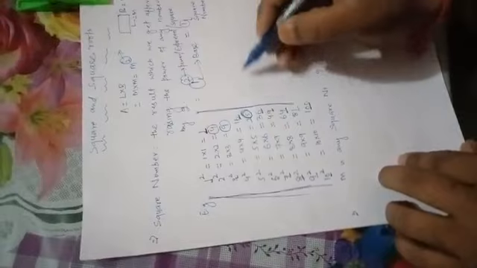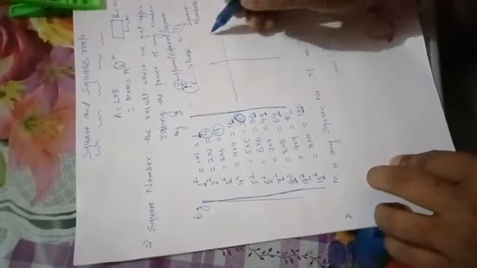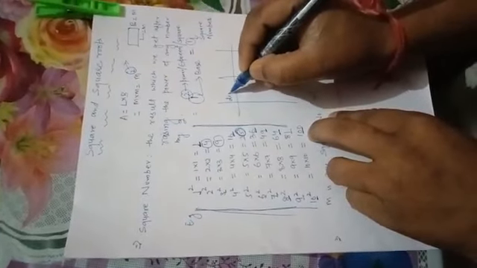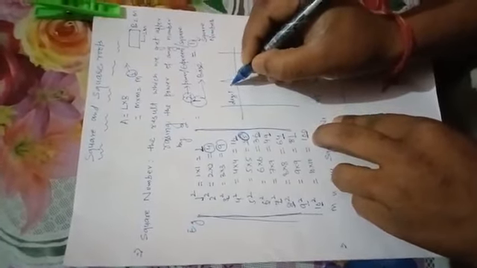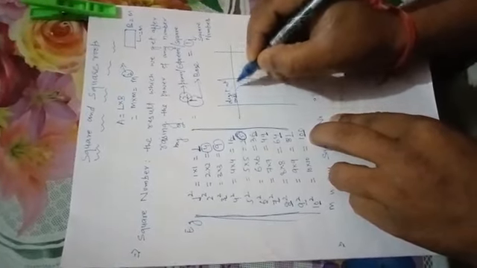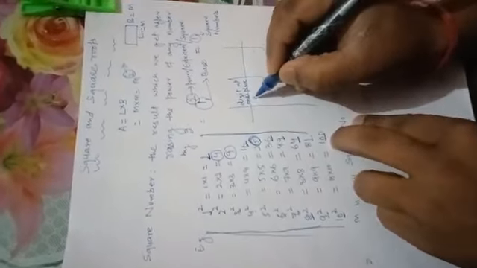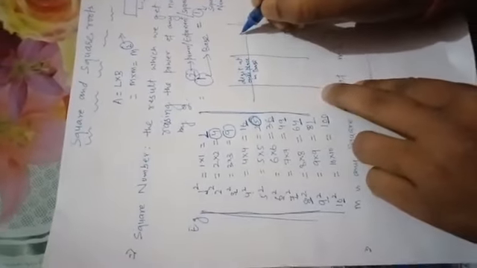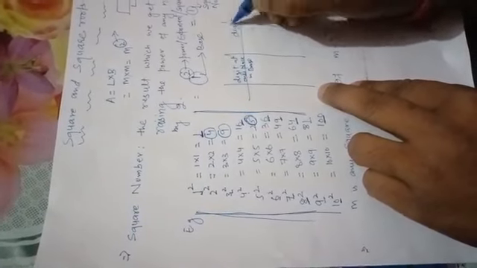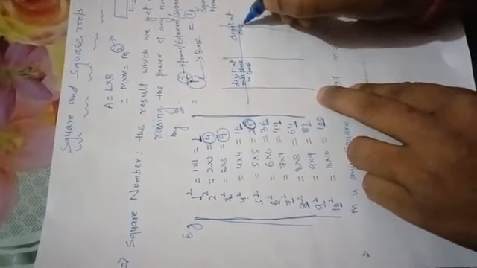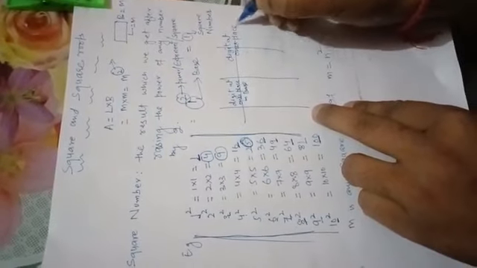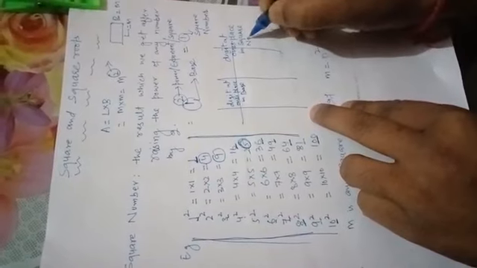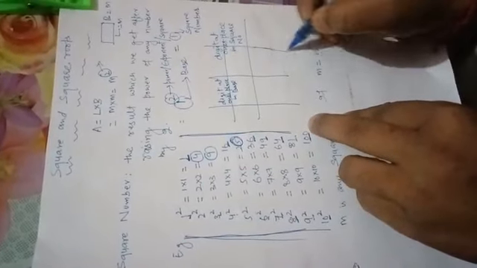Here if I make a chart, digit at one's place in base and digit at one's place in square number, what do we get?